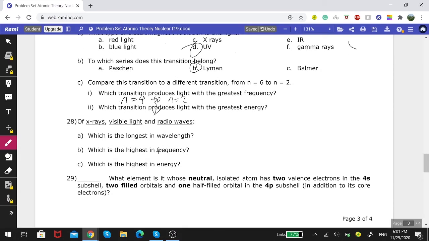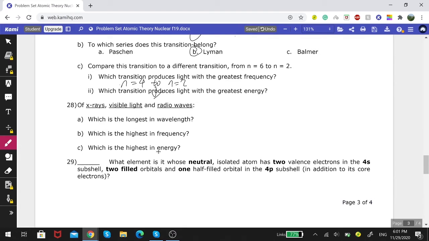Now, what's the longest in wavelength? Longest in wavelength will be radio, because it has the smallest frequency. What is the highest in frequency? X-ray. And what is highest in energy? Also X-ray. High frequency equals high energy, which equals low wavelength.